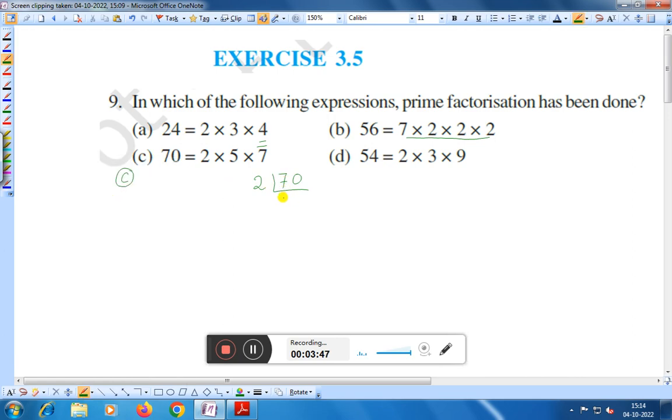That is 2 times 35 is 70, and 5 times 7 is 35. Therefore, you can write 70 is equal to 2 into 5 into 7. This is 2 into 5 into 7. In this case, prime factorization has been done.